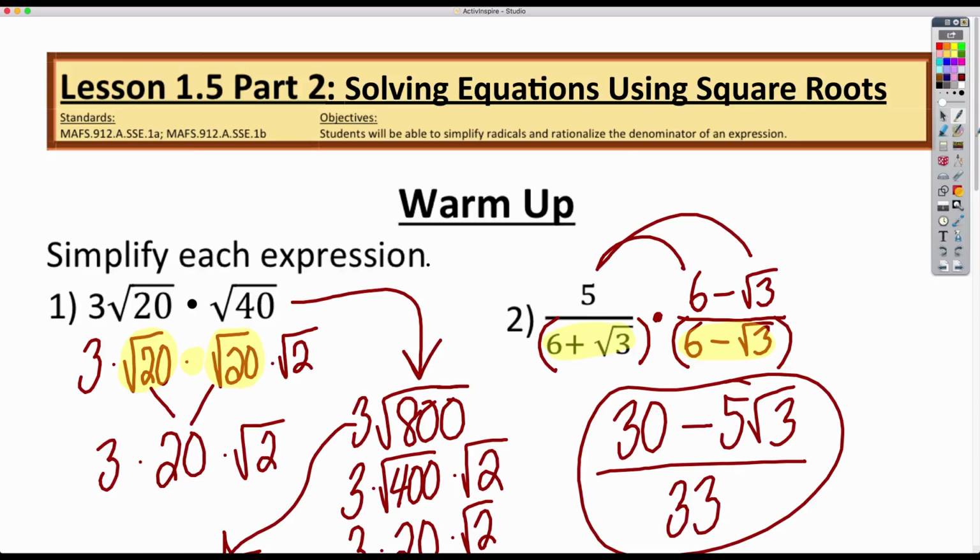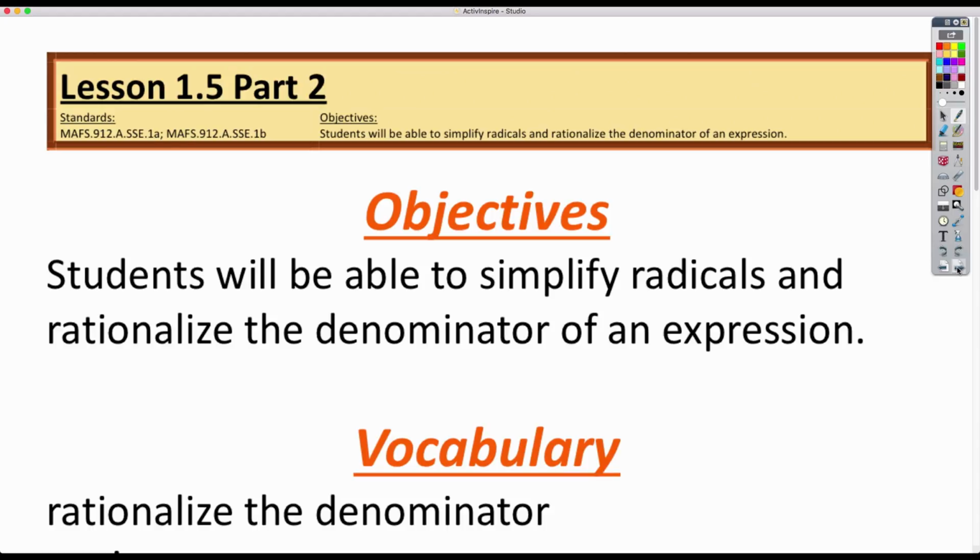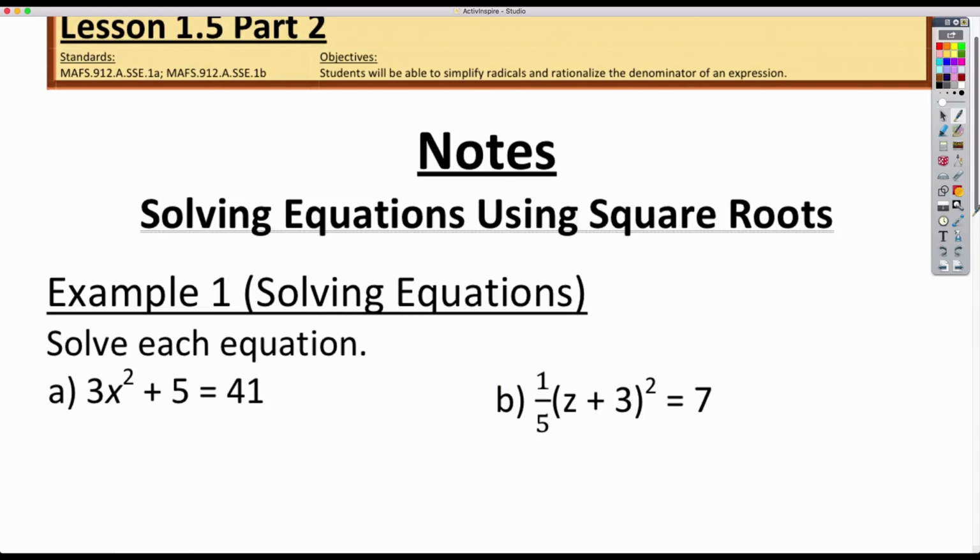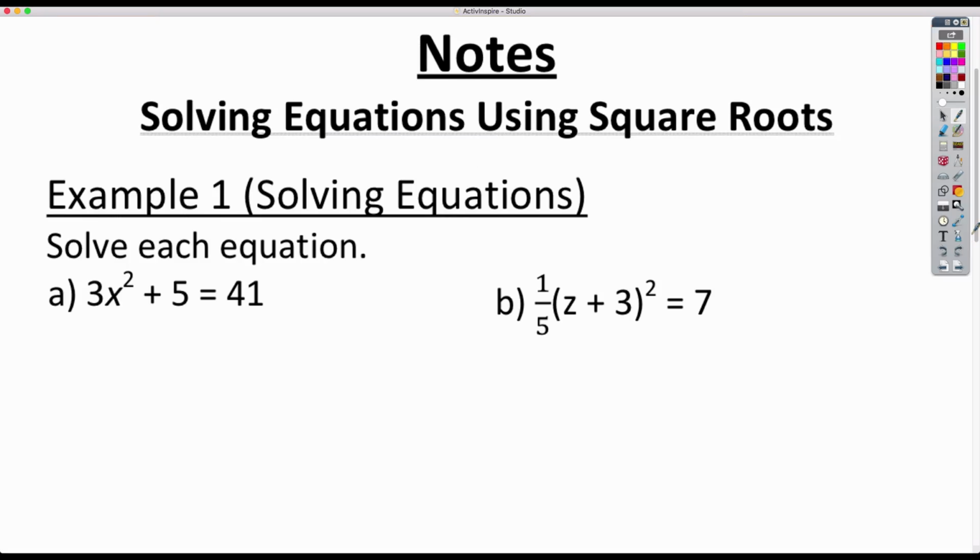Okay, well, good job getting warmed up. So today is part 2 of our lesson about simplifying radicals, but now we're going to use radicals to solve some quadratic equations. So let's jump right in. There are no new notes. There's nothing new. It's just context. That's the only thing new is context, which means situations.